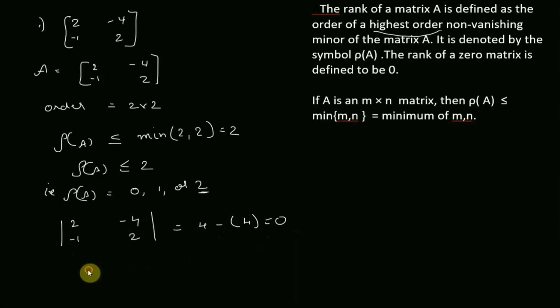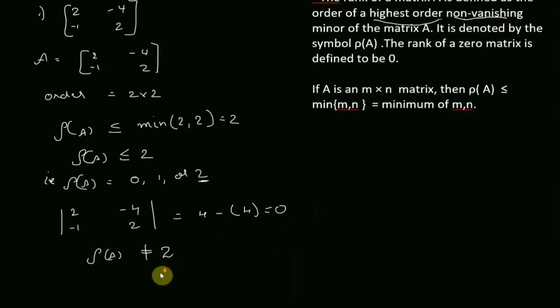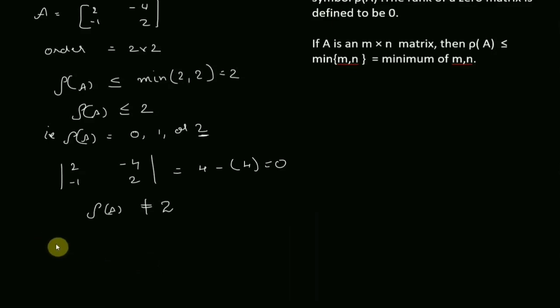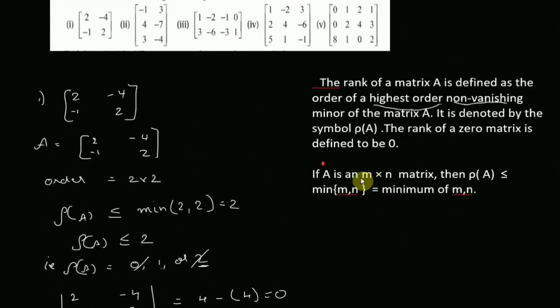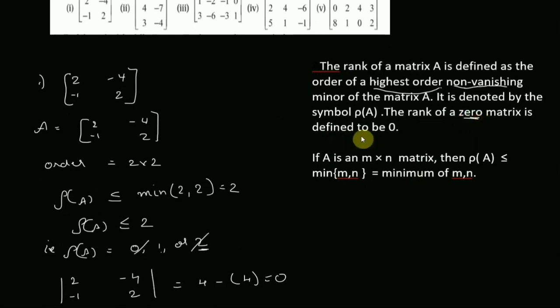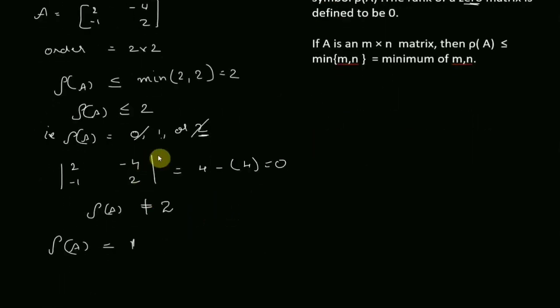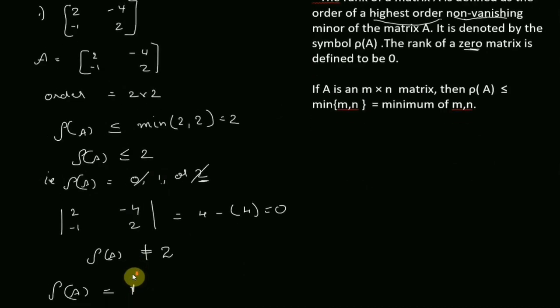So it is 0. We need a non-vanishing minor, only then we can find the rank. So because it is 0, the rank is not 2. It very clearly says non-vanishing minor. So this is not a non-vanishing minor, so you have to say that rank is not 2. So what is the other option now? Rank is 1, because there exists at least one non-zero element there. So rank is not 0 because this is not a 0 matrix. The rank of a 0 matrix is defined to be 0. So rank is not 0, rank is not 2, so rank is equal to 1.